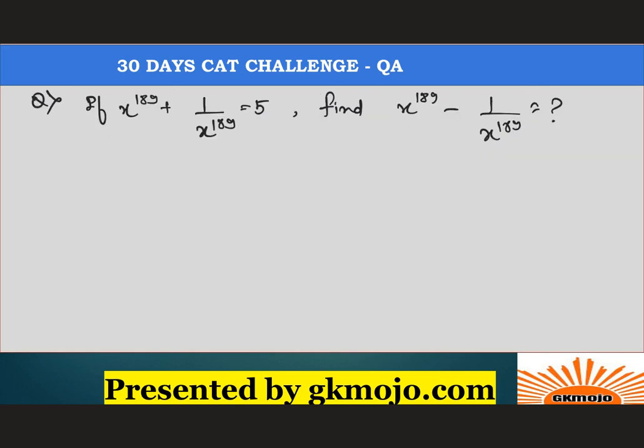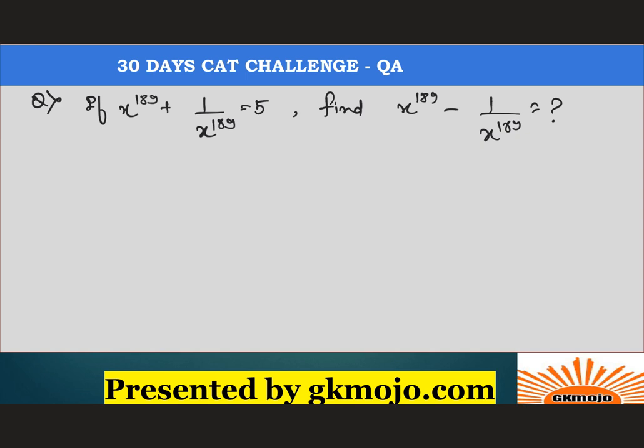Let's have a look at this important question. All right, mark this as important because this will help you to solve questions faster. All right, if x to the power 189 plus 1 upon x to the power 189 is equals to 5, find the value of x to the power 189 minus 1 upon x to the power 189.